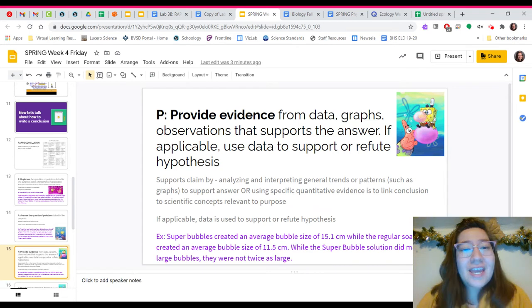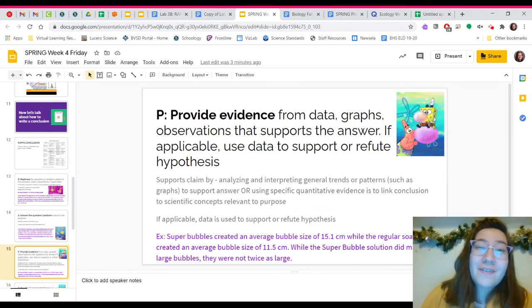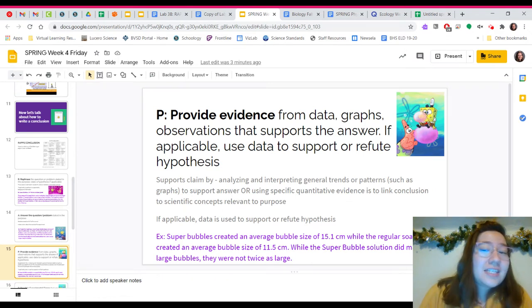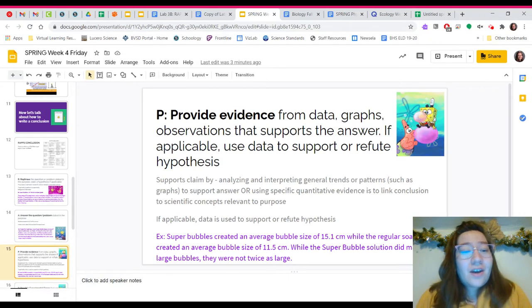The first P in our RAPS conclusion stands for provide evidence. So in our previous section, we talked about some sort of claim. Now's our chance to back it up. We can use data, graphs, and observations that support our answer. You should always be using data if you can. And it's best if we're using quantitative evidence, so numbers, to link our conclusion to the scientific concepts. Always use data if you can when we're providing evidence.